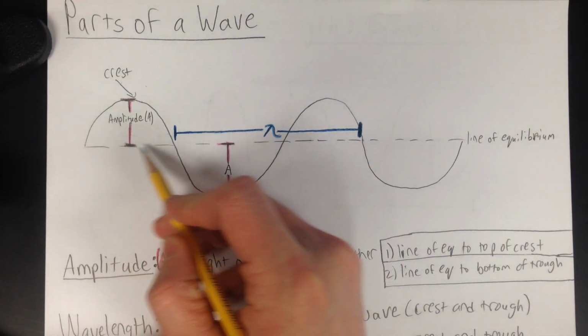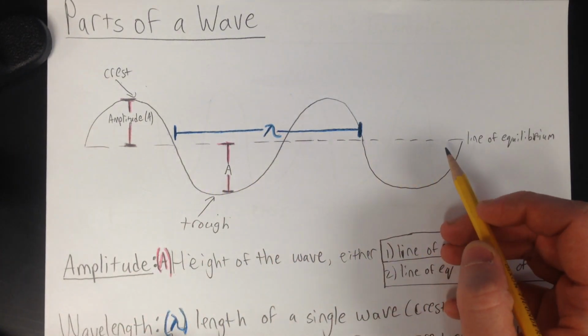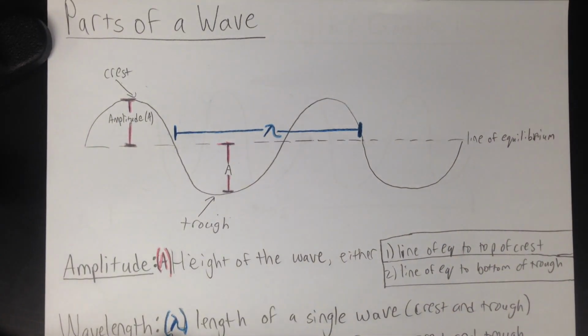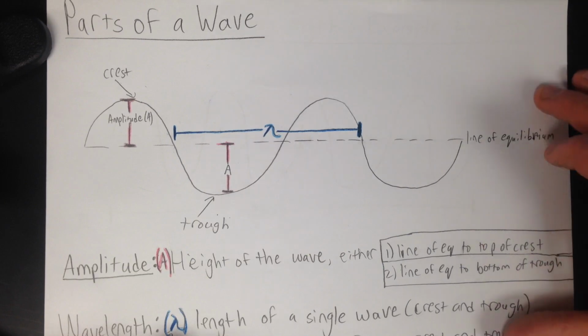Through the middle of the wave, this dotted line is called the line of equilibrium. If you think of it as a water wave, the line of equilibrium is basically the water level before a wave went through it. So it's where your medium would be if there was no wave in it. Alright, it's halfway between the crest and the trough, height-wise.